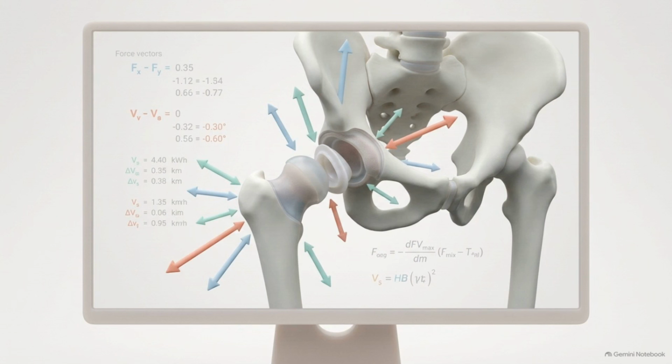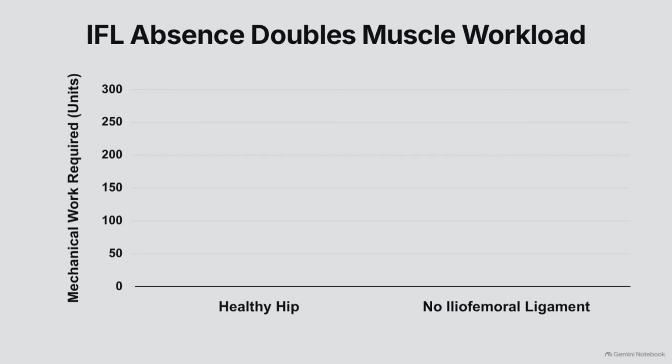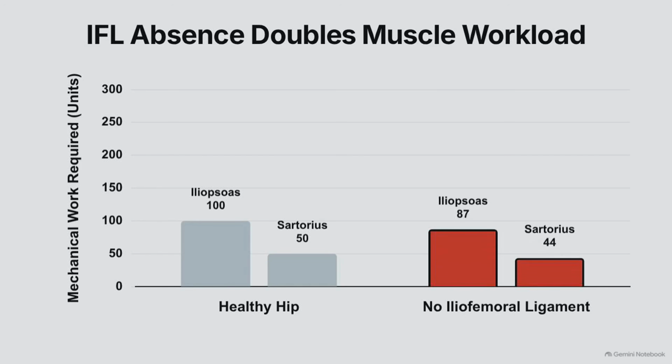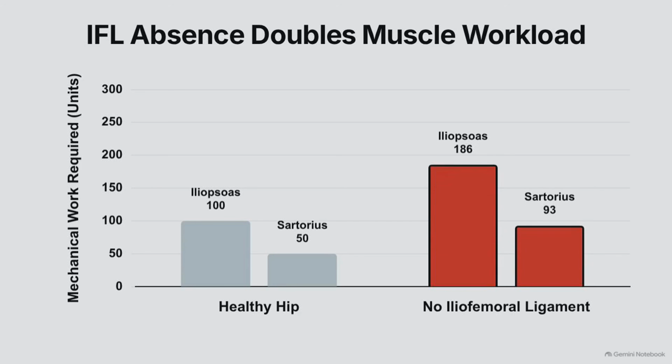The simulation measured the mechanical work required by the hip flexor muscles to perform a normal walking stride, both with and without the presence of the iliofemoral ligament. This chart shows the required muscular work of the iliopsoas and sartorius muscles. The data reveals that removing the iliofemoral ligament from the equation nearly doubles the active work required by the hip flexors simply to walk. By bridging the muscles together across the joint, the soft tissue operates as an elastic spring.